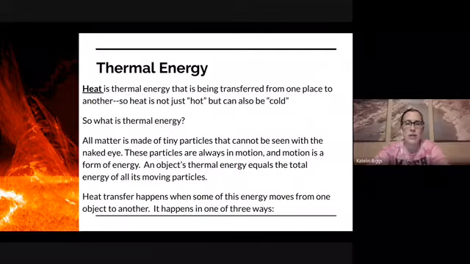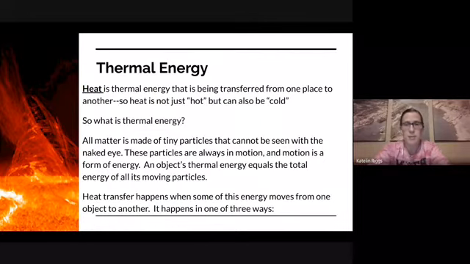So what is thermal energy? All matter is made of tiny particles that cannot be seen with the naked eye. These particles are always in motion, and motion is a form of energy, like we've already learned. An object's thermal energy equals the total energy of all its moving particles. So I'll put a little diagram up in a second of how we shift from one state of matter to the other, but hopefully you know and or remember that as you move from a solid to a liquid to a gas, there's more and more energy in the molecules that are in that object. And that would also describe more and more thermal energy.